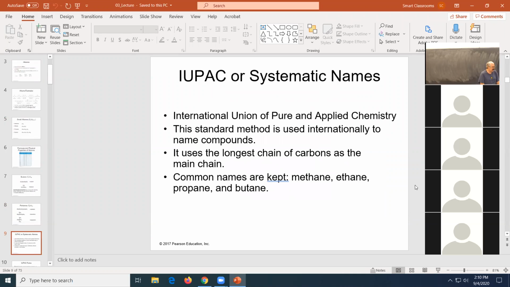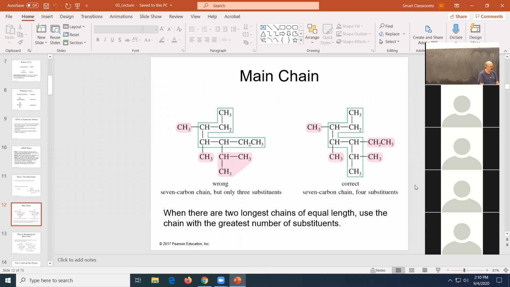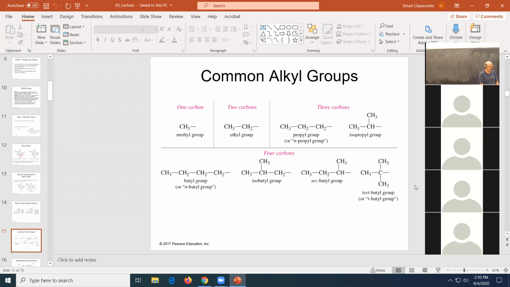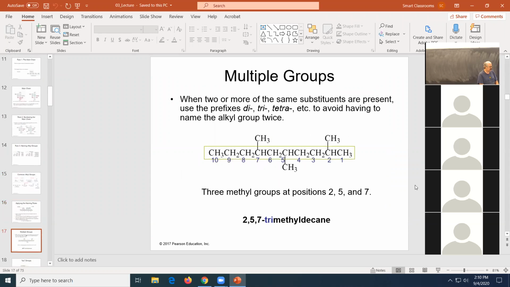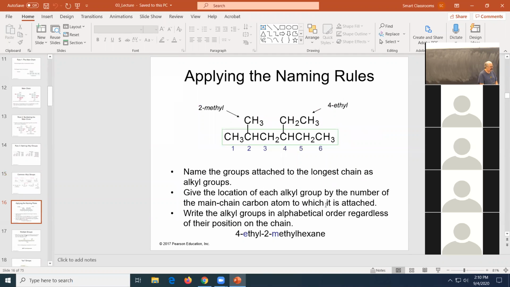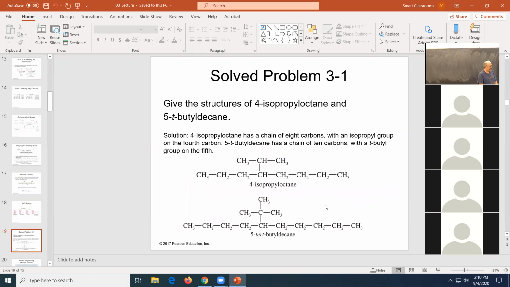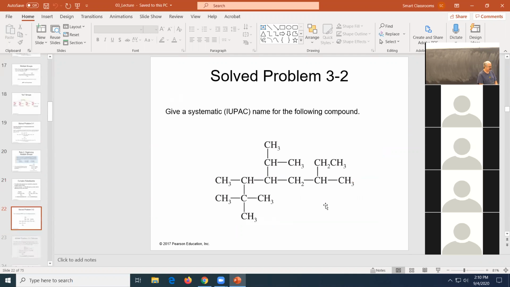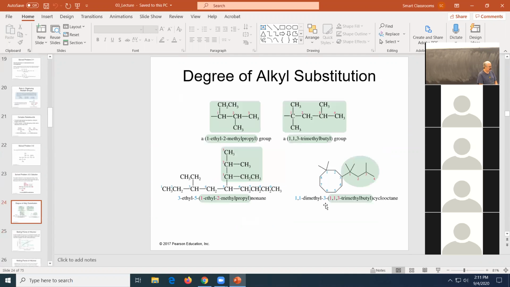Okay, so let's go back to, we were looking at cycloalkanes last time. Okay, make sure that you know these alkyl groups. Okay, make sure that you can distinguish, especially among the butyl groups, butyl, isobutyl, sec-butyl, tert-butyl.